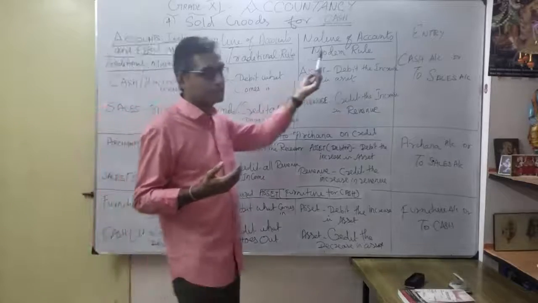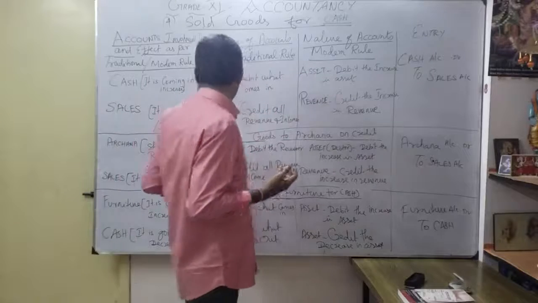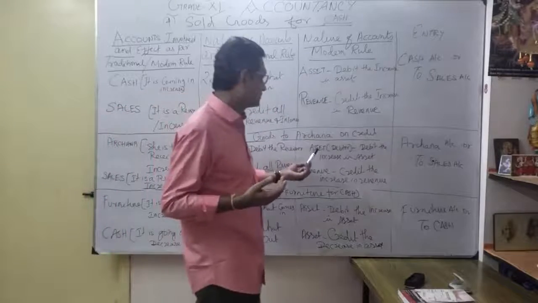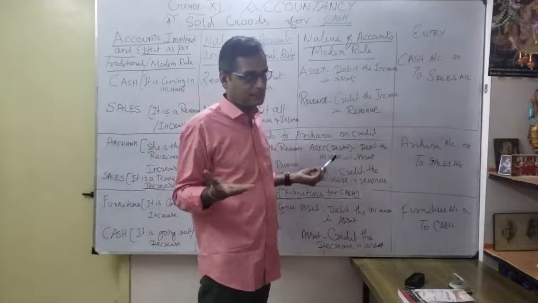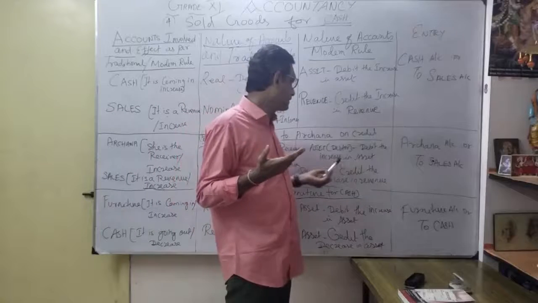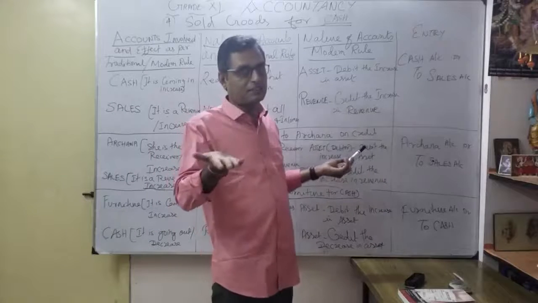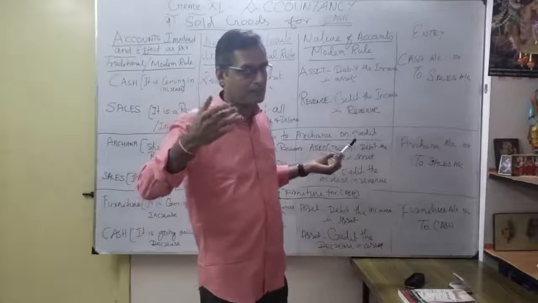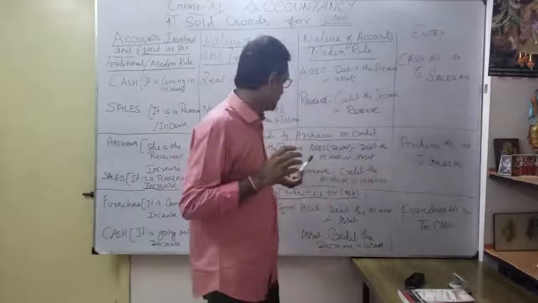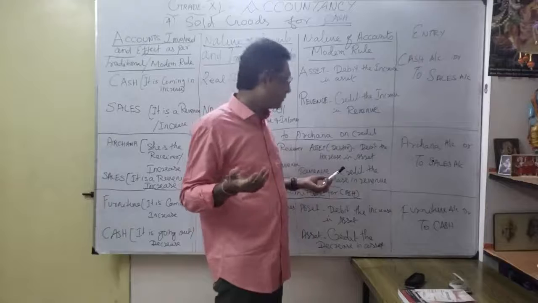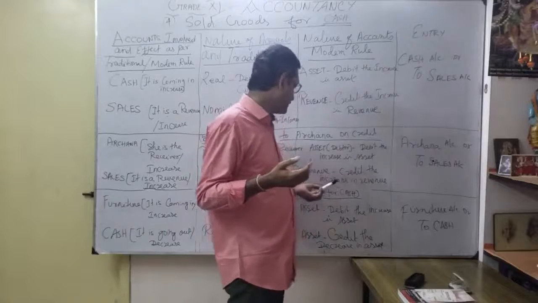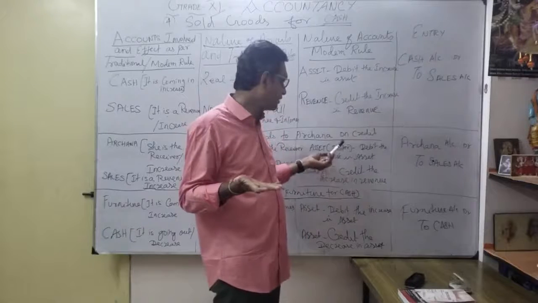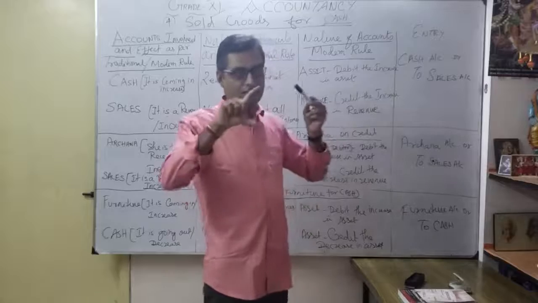Coming to our modern rule, Archana here is the debtor, an asset. So asset increases, that is what debit means, the increase in asset. Asset debtor increases, as Archana is classified under debtor. Similarly, revenue, credit the increase in revenue. So both sides increase, the accounting equation.